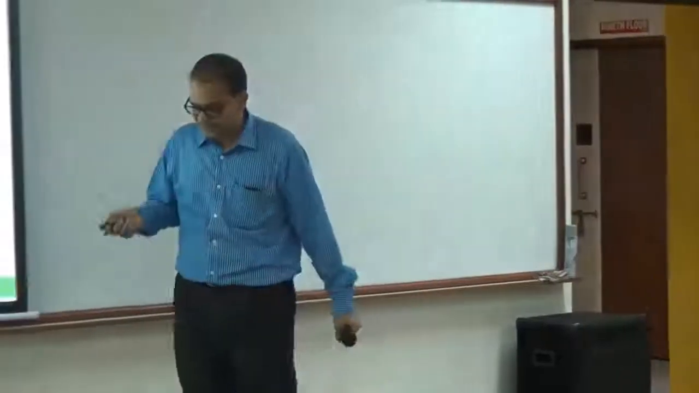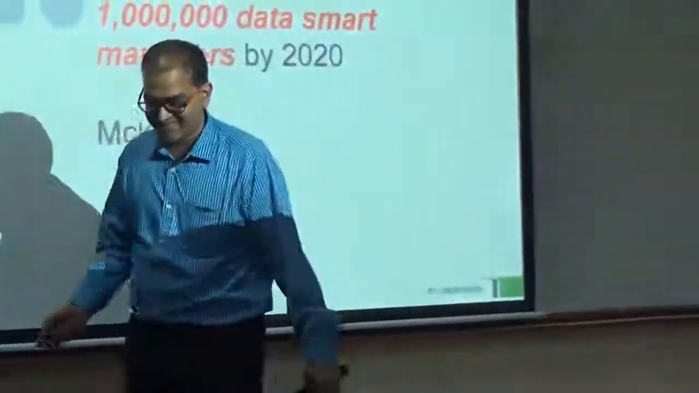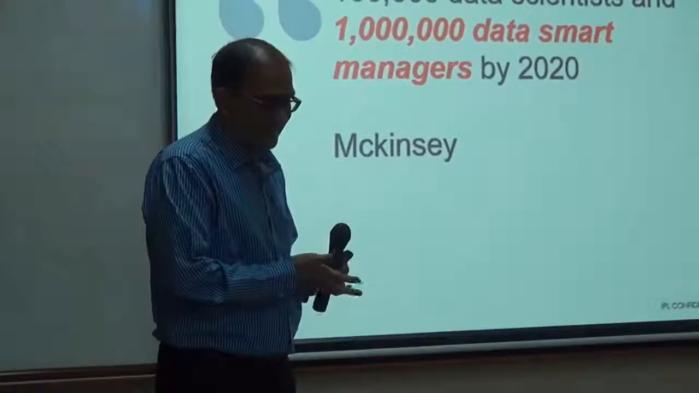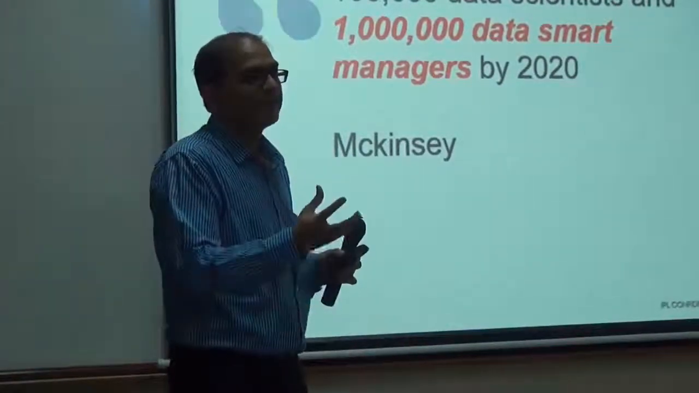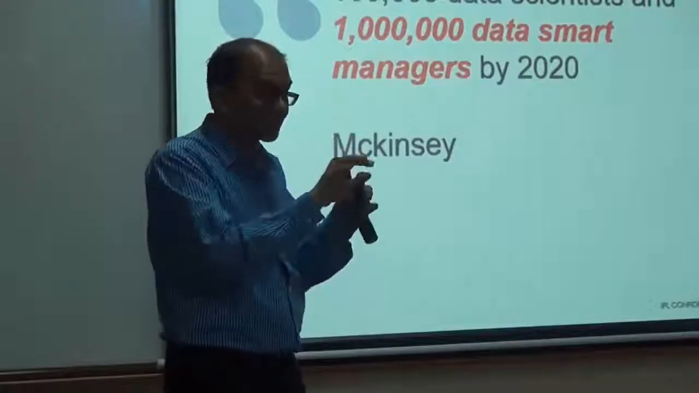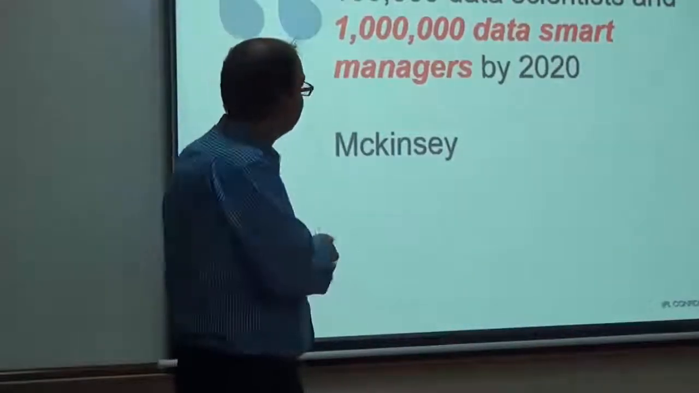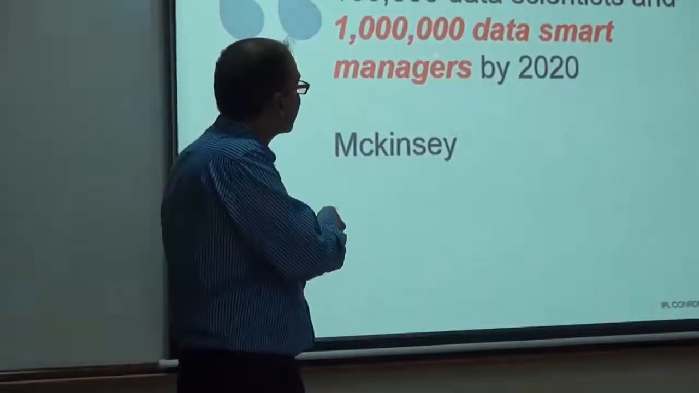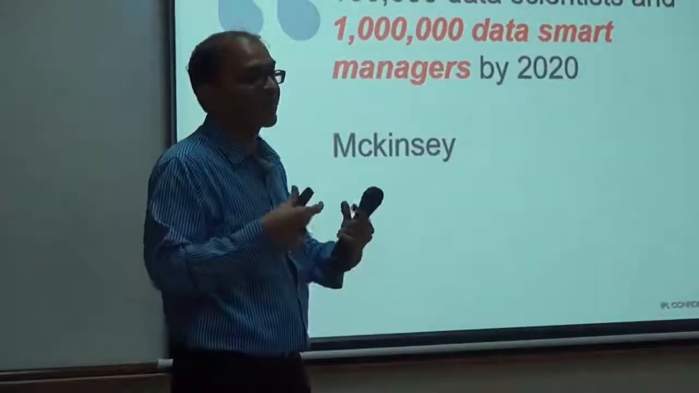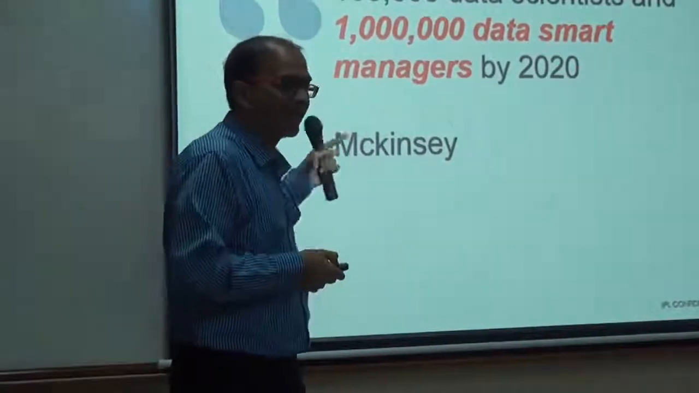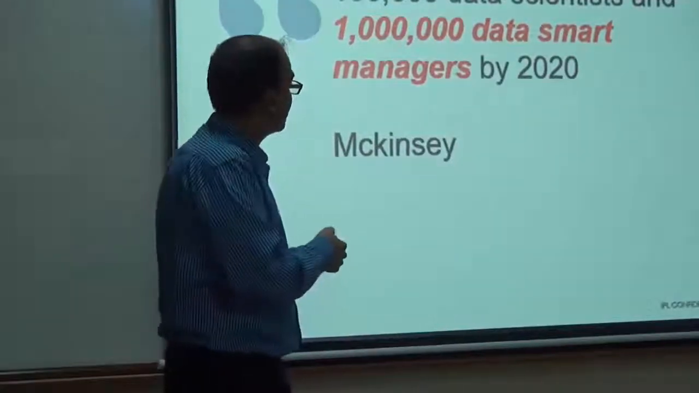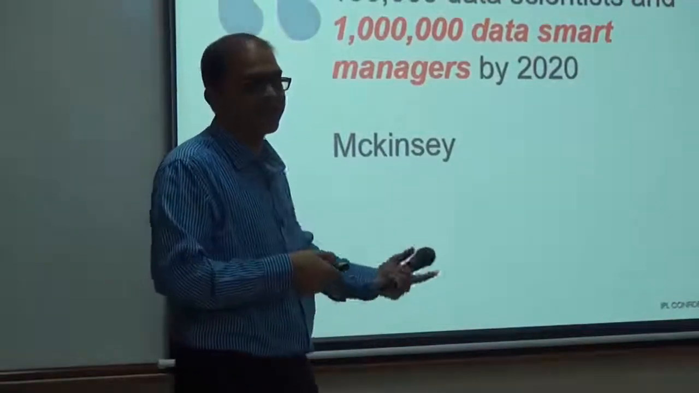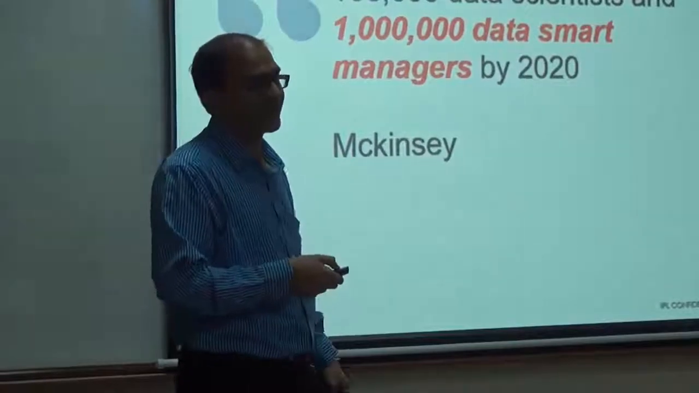Now, why are we emphasizing so much on this? I think this captures the sentiment really well. McKinsey said that in the next 4 or 5 years, there will be a shortage of 100,000 data scientists who actually do the math and models. But there will be a shortage of approximately 10 times more data smart managers. They call them those who can consume data more efficiently. That's what I have been trying to stress. There's going to be a huge shortage of this skill, so it is definitely worth looking at seriously.